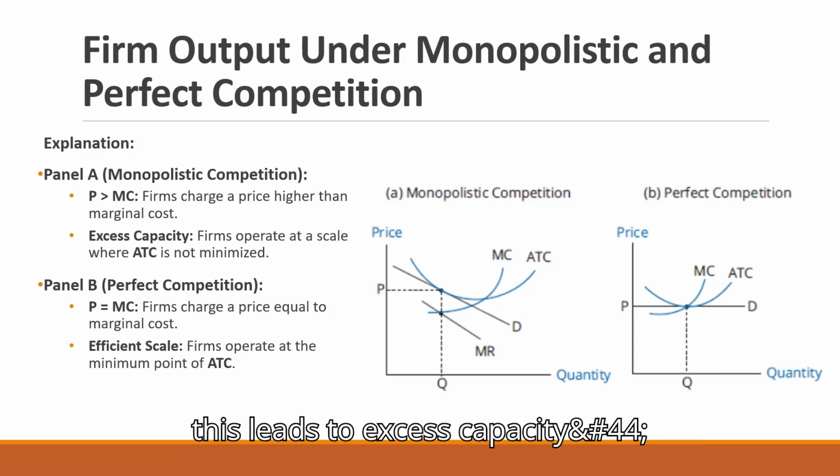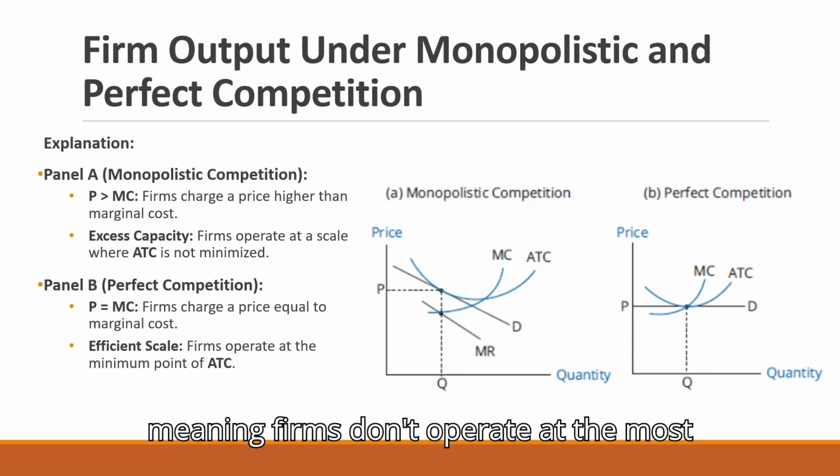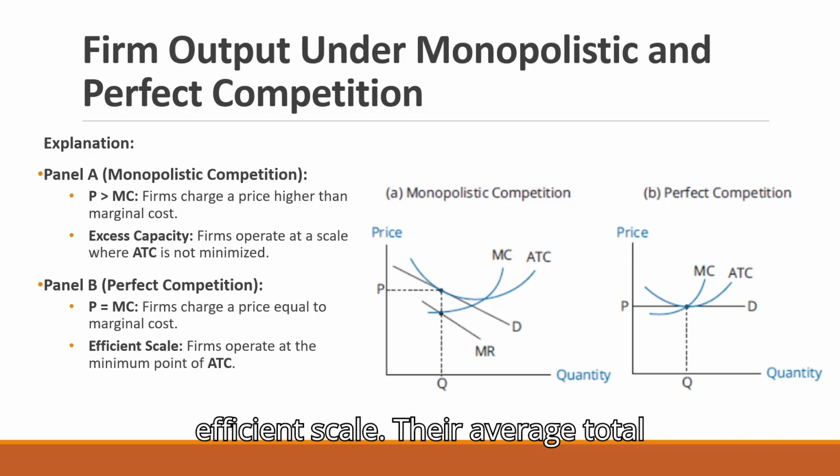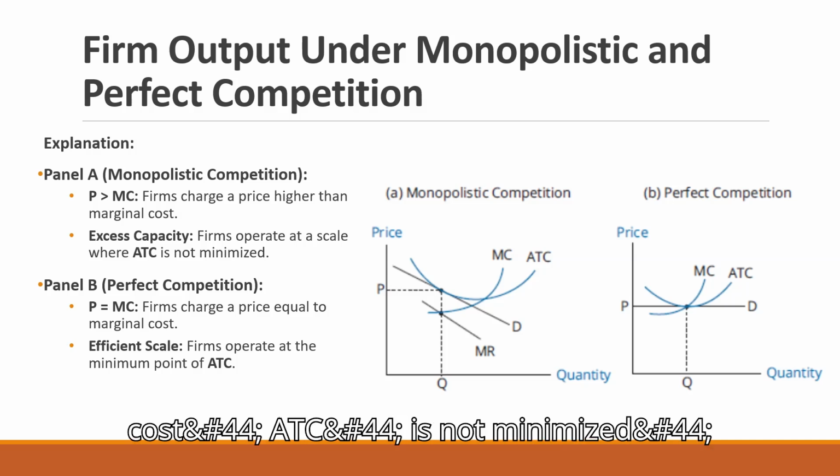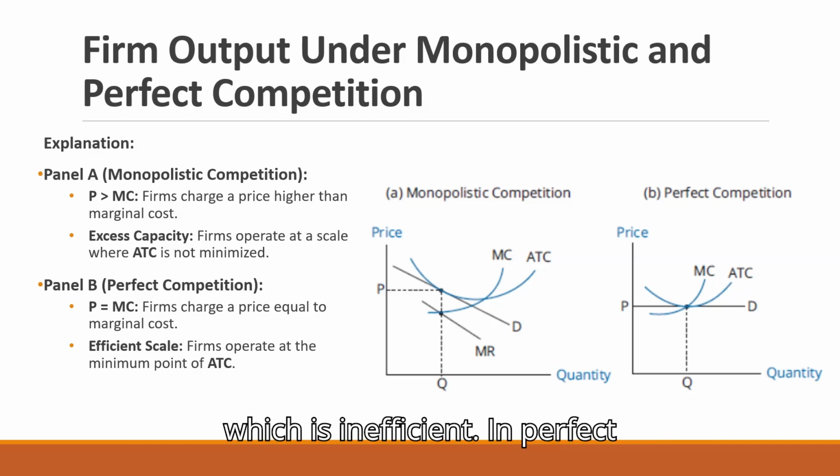However, this leads to excess capacity, meaning firms don't operate at the most efficient scale. Their average total cost, ATC, is not minimized, which is inefficient.